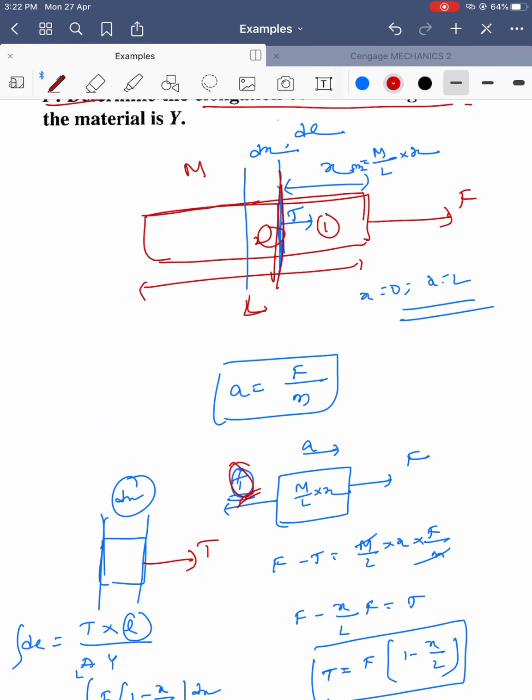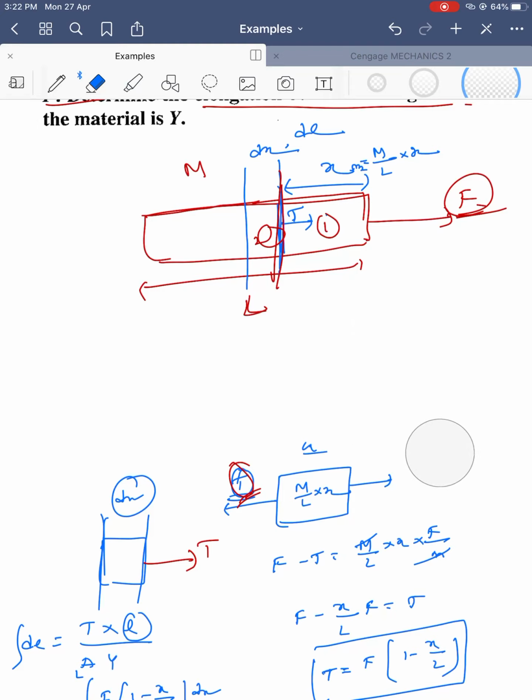Similar to the previous question, how much force is applied here? F. Which side? One side. So we are going to simplify this again.